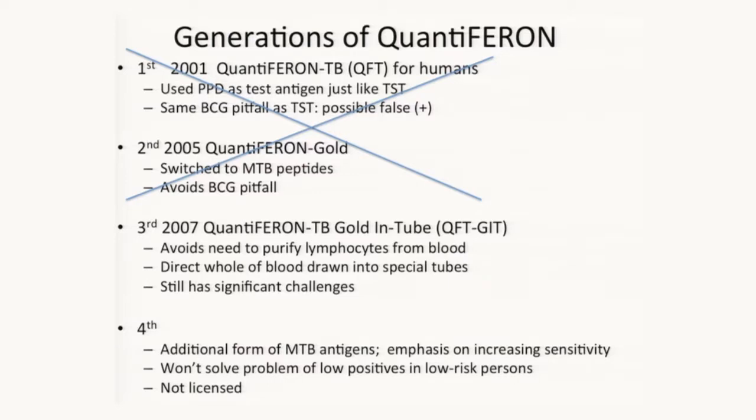So I'm not sure what the actual final data on that are, but there's been some argument about that. The third generation test that we now run steps around some of that, and you can read about the first and second generation if you want. But the third generation test is a whole blood test. We don't have to purify white cells from the blood, and it avoids the BCG problem because it just uses peptides. The fourth generation test is coming, and we're evaluating that. It just adds some additional peptides.